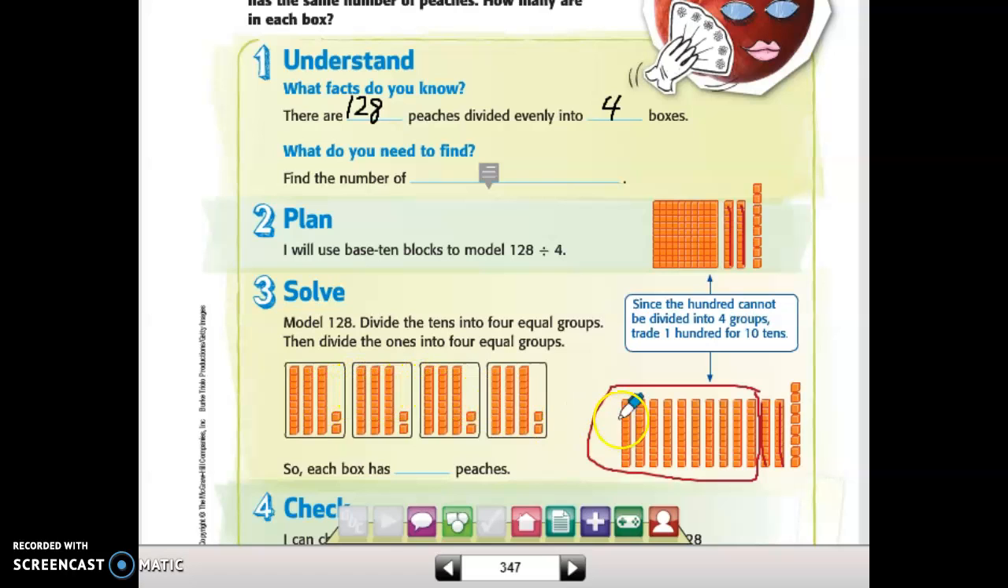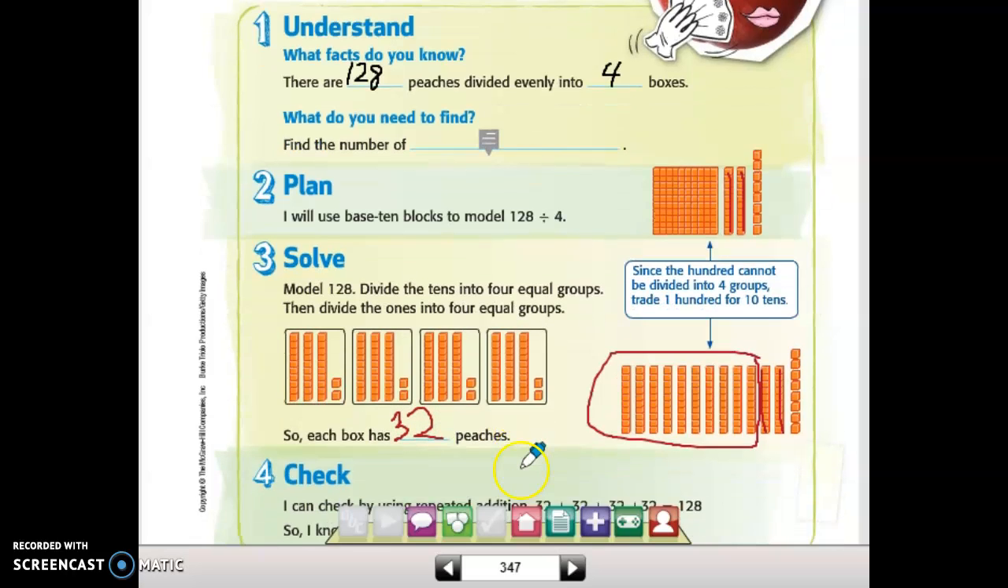And when we've separated out all the tens, 1 ten in each box, like we're sharing, we get 10, 20, 30, 31, 32. So each box has 32 peaches. And there are no remainders.